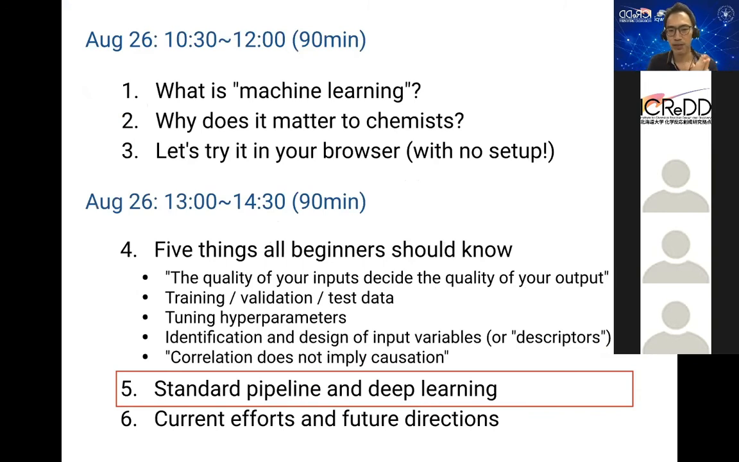Okay, this is 5 things I want to deliver to you for some beginners. And basically, it is very difficult. It is very risky because using machine learning is very easy, as you see. So if we ignore this aspect, it can generate very misleading results. So be careful about the data, handle data. So anyway, the next step is a standard machine learning pipeline and some deep learning stuff.